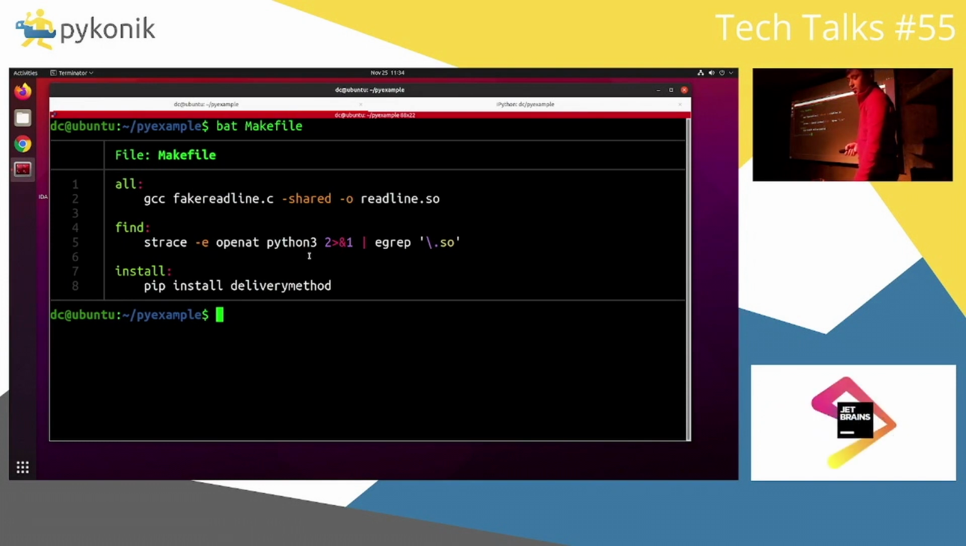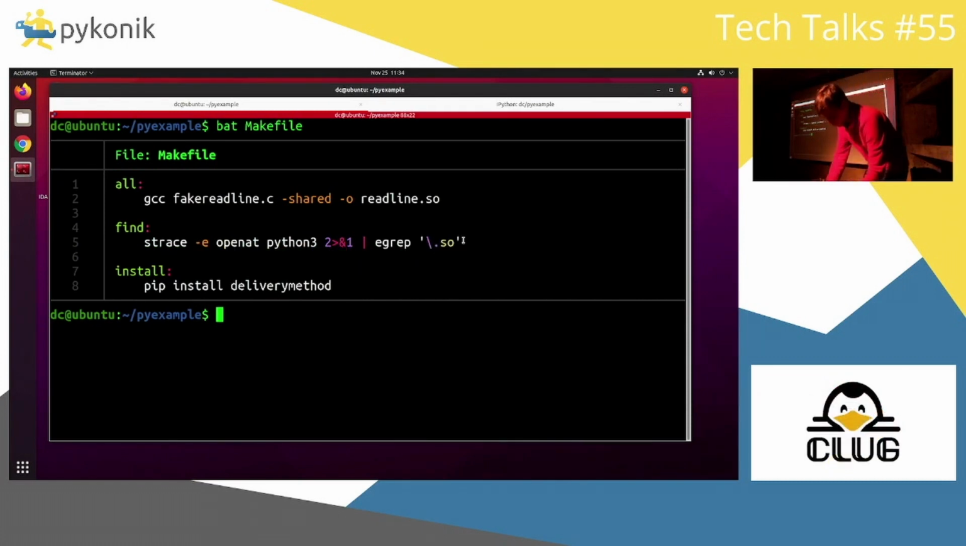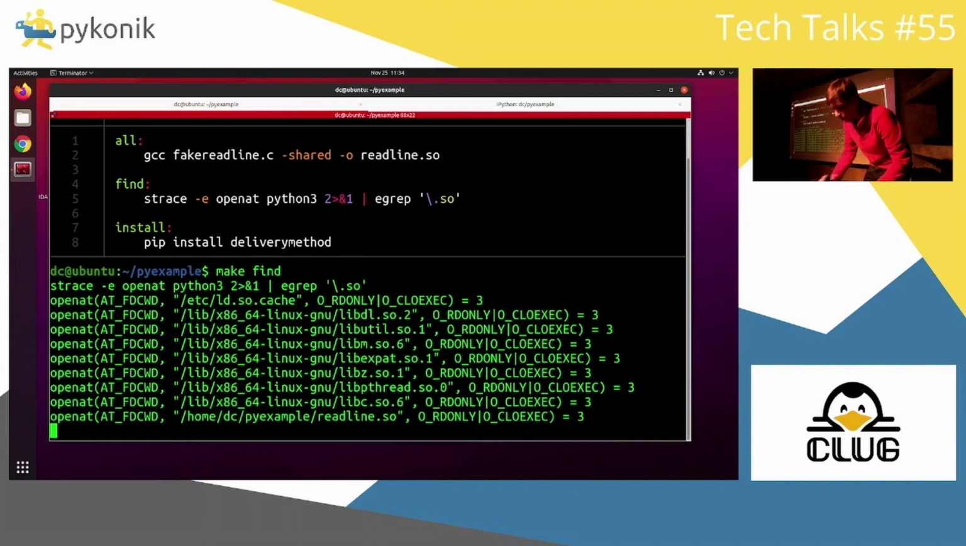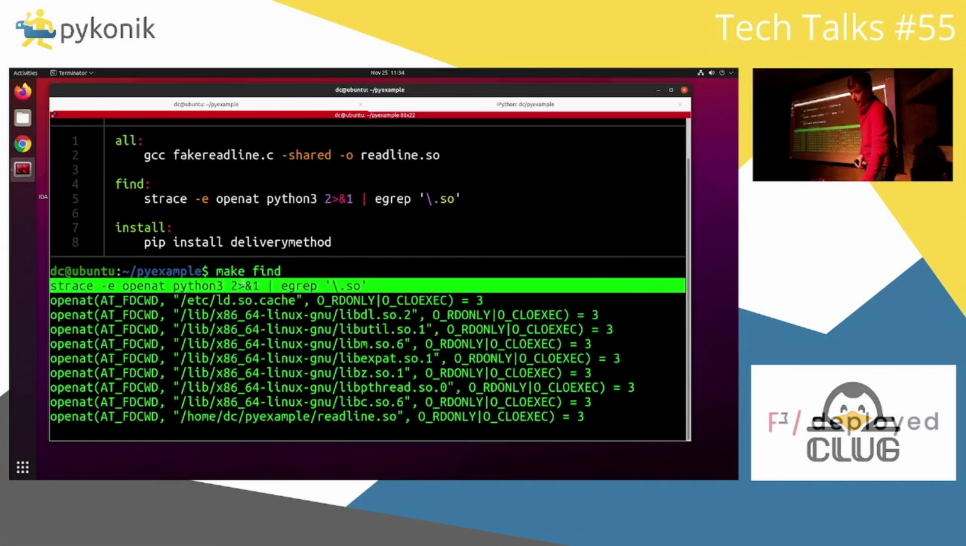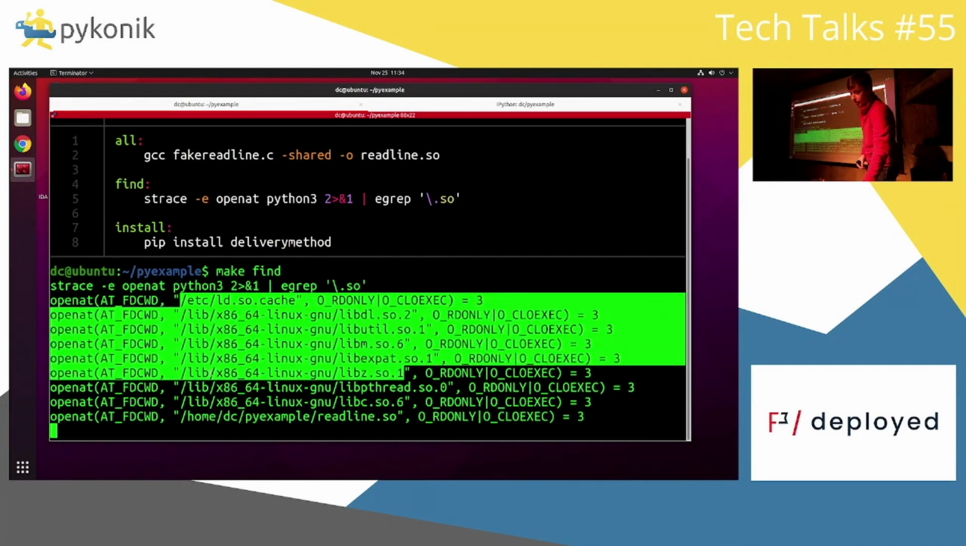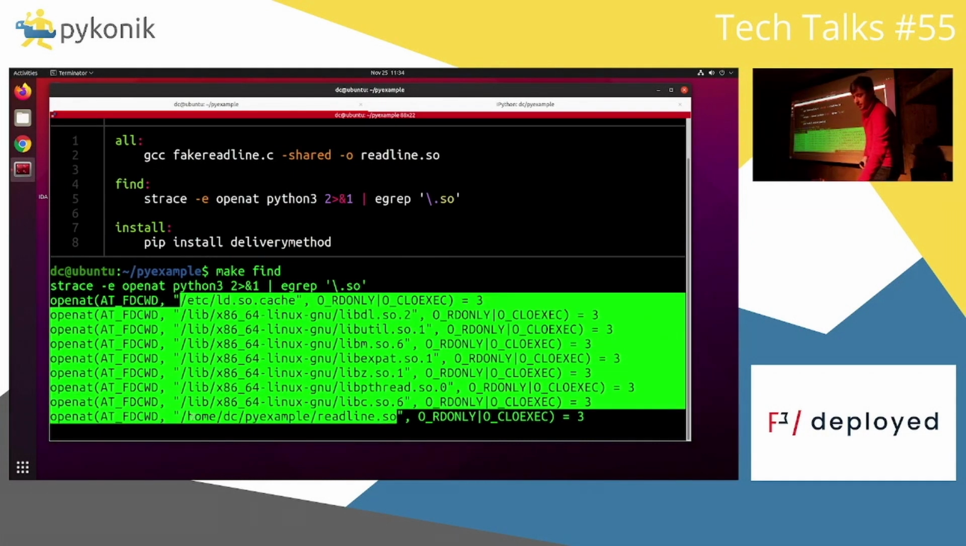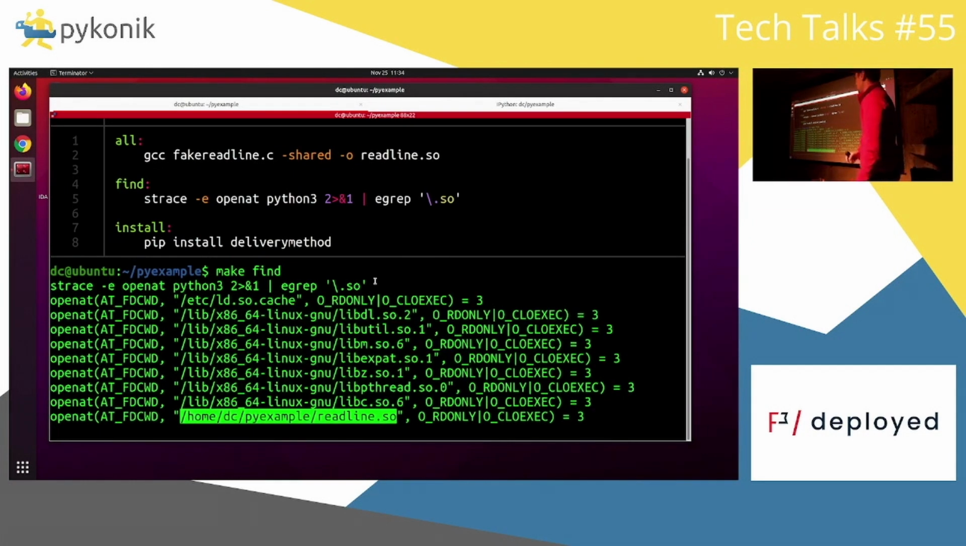So we will strace the Python process, forward all its errors into stdout, and then grab the .so output. If I execute make find now, it will call this strace Python, grepping for .so, and we can see all the libraries that are loaded here. And yes, we can see that the readline .so was loaded here, right?